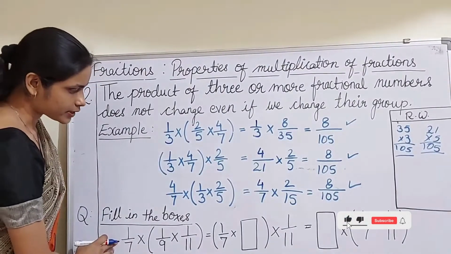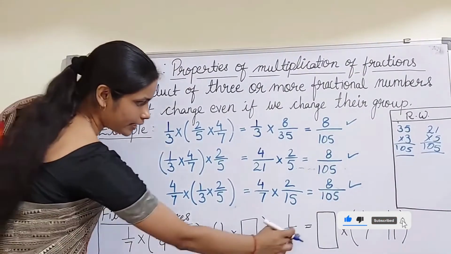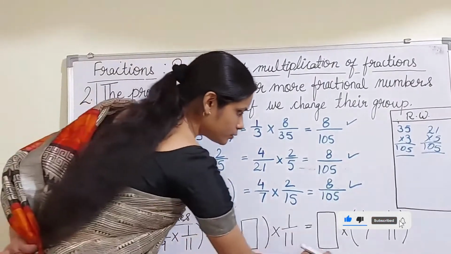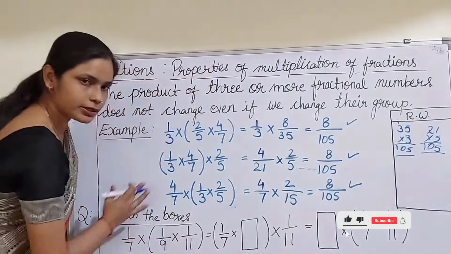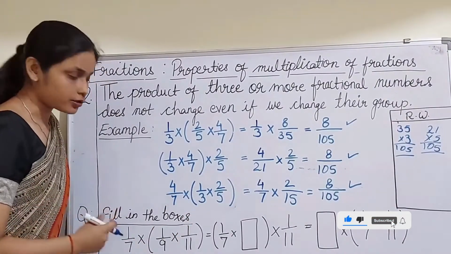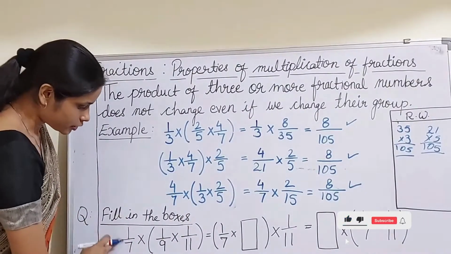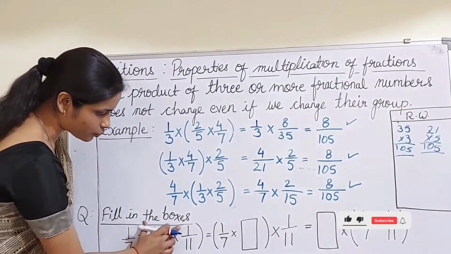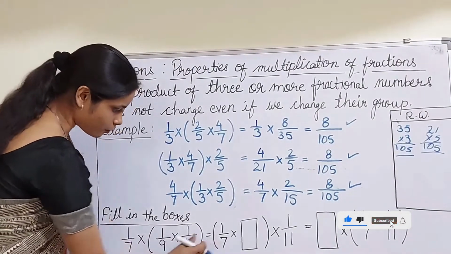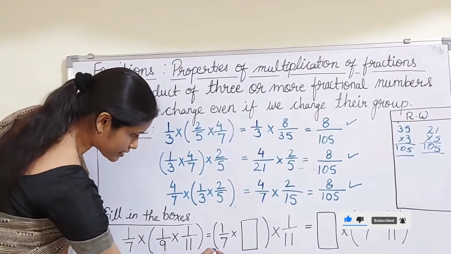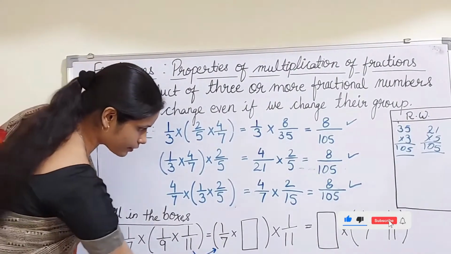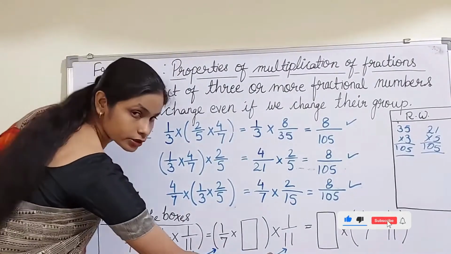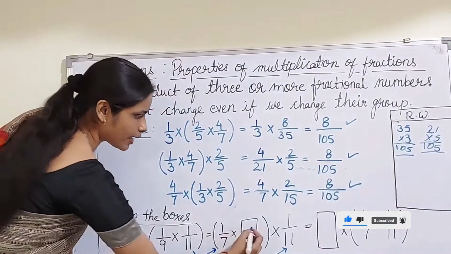Now here you can see the sign of equal to here and here. So we have three parts here. This part equal to this part equal to this part. It means all the three parts should be equal. When will the three parts be equal? Now in this part we have 1 by 7 multiplied by 1 by 9 into 1 by 11. But here we have 1 by 7, and we have 1 by 11. So what should be here? This part should be equal to this part, so it should be 1 by 9.